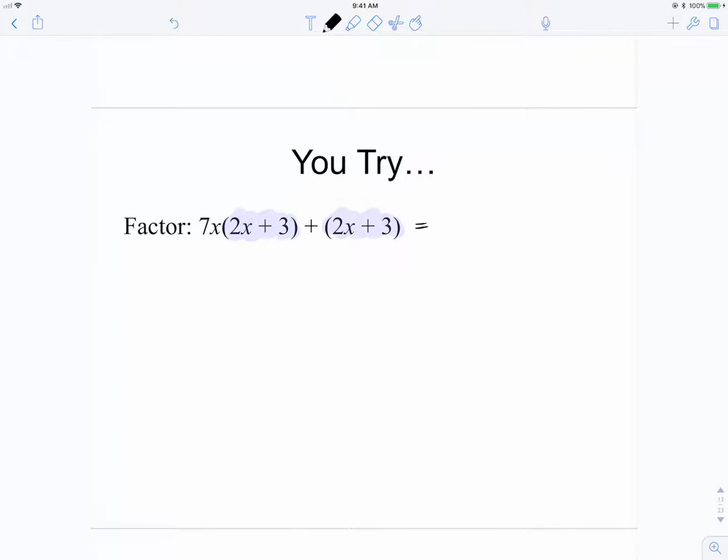So I can factor out 2x plus 3, and then I think, okay, well, what times 2x plus 3 would give me the product 7x times 2x plus 3, and that would be 7x. And then I think, okay, well, what times 2x plus 3 would give me 2x plus 3, and that would just be plus positive 1. So we have factored this given polynomial, meaning we've rewritten the polynomial as a product.